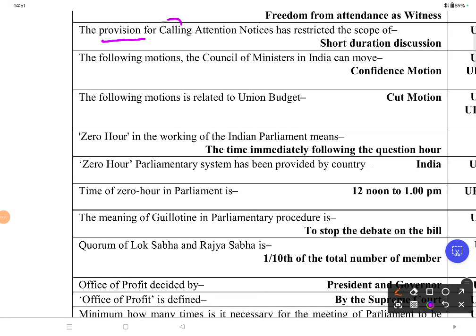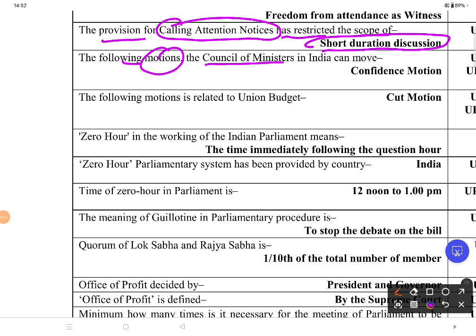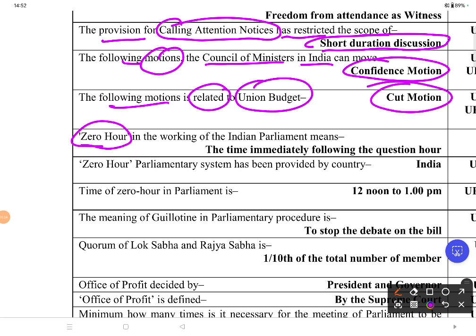The provision for calling attention notices has restricted the scope of short duration discussion. The following motions the councils of ministers in India can move: confidence motion. The following motion is related to union budget, that is cut motion. Zero hour in the working of Indian Parliament means the time immediately following the question hour.